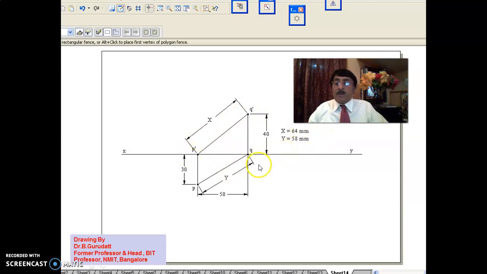That completes the problem. Now we come to the end of session 7 on projection of points.